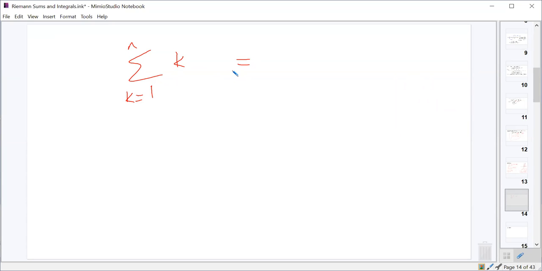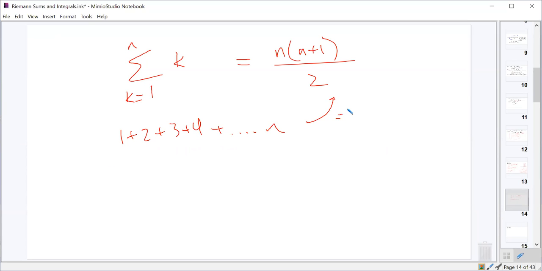Isn't it like 2 times n minus 1 over 2 or something? Nope. Or is it n minus 1 over 2? Something like that. n times n plus 1 over 2. Now remember, what does this even mean? This is like adding 1 plus 2 plus 3 plus 4 all the way up to n. Right? This is equal to n times n plus 1 over 2.